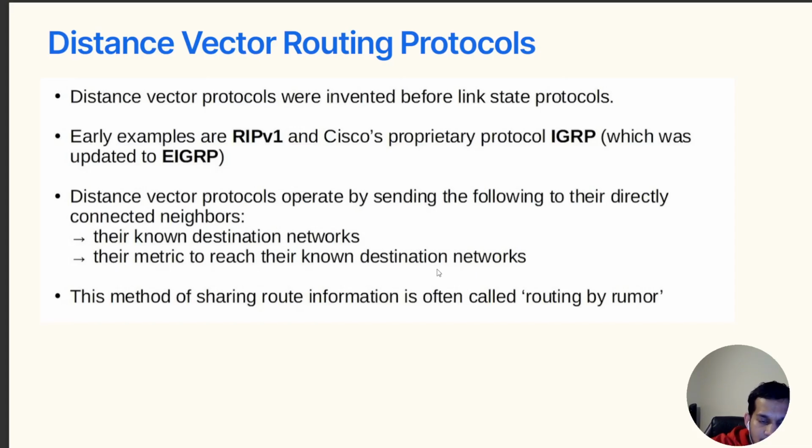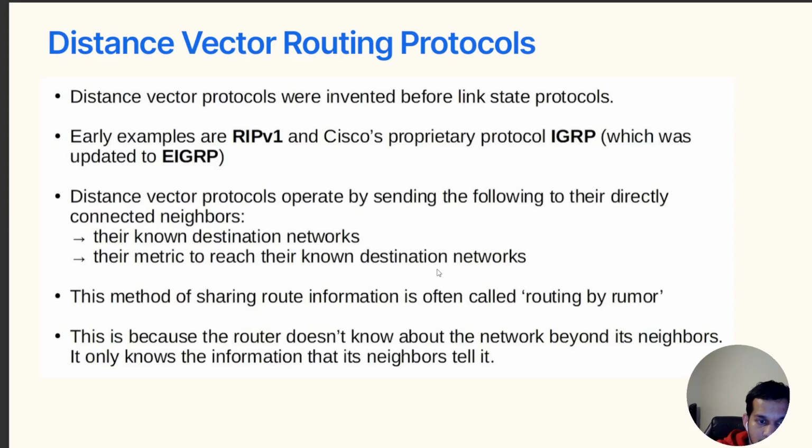This method of sharing routes is called routing by rumor in distance vector protocols, and this is because the router doesn't know about anything beyond its neighbor. It just knows information about its neighbor, and it only knows the information that the neighbor tells it.